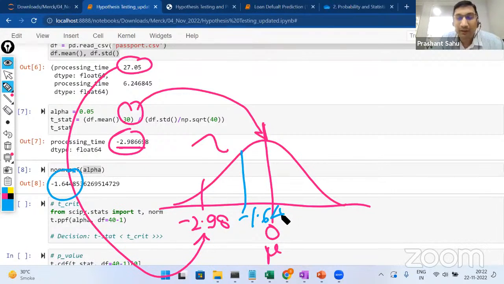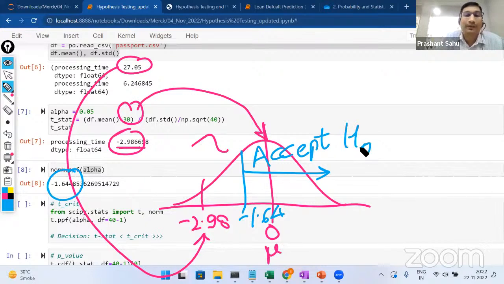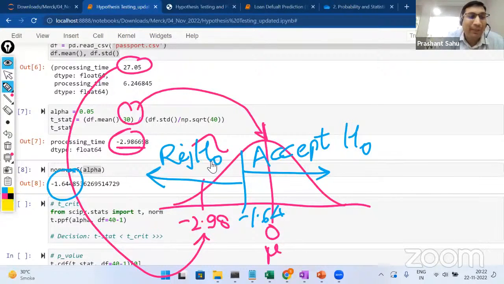This is 1.64. And the beauty is, beyond 1.64, we have the acceptance zone. Accepting what? The null hypothesis. And below that value, we have to reject the null hypothesis. So what I'm trying to directly imply is this 2.98, which is lower than your critical value. This is your critical value.